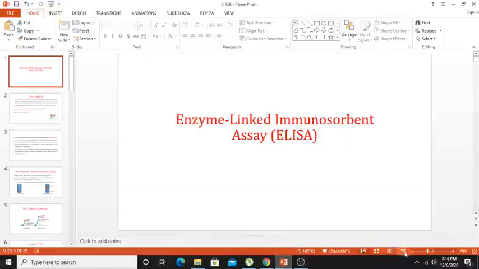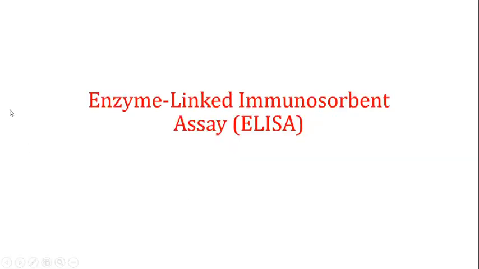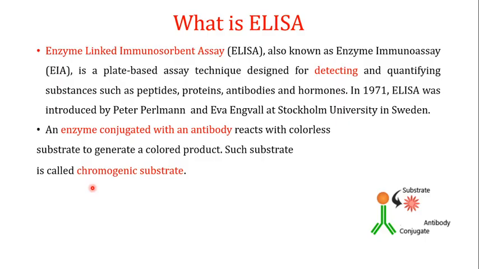Welcome back to this next video, and this is part 2 on the enzyme-linked immunosorbent assay. If I give you a recap of the previous video, I told you that ELISA, which is also known as the EIA, is a plate-based assay technique designed for detecting and quantifying substances such as peptides, proteins, antibodies and hormones in a sample.